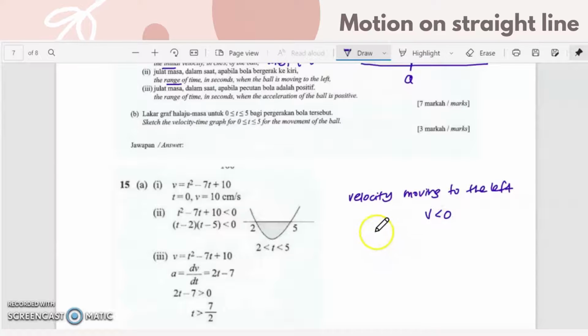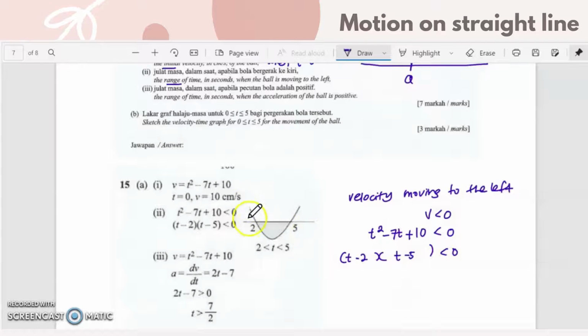V less than 0, so we take the expression for the velocity, t squared minus 7t plus 10 less than 0. So we just factorize. Remember, please don't leave out this method. You have to factorize first. So we get (t minus 2)(t minus 5).